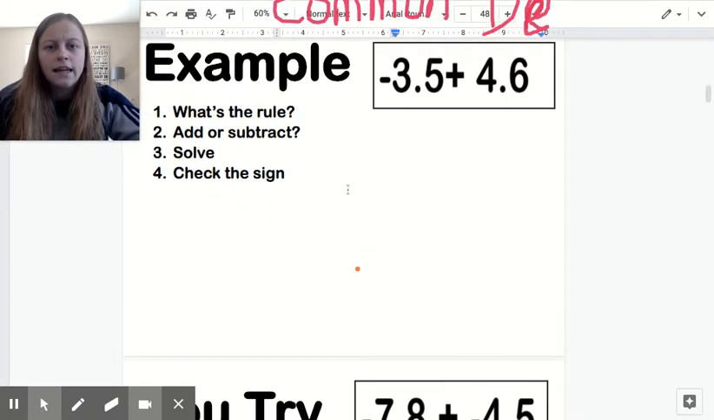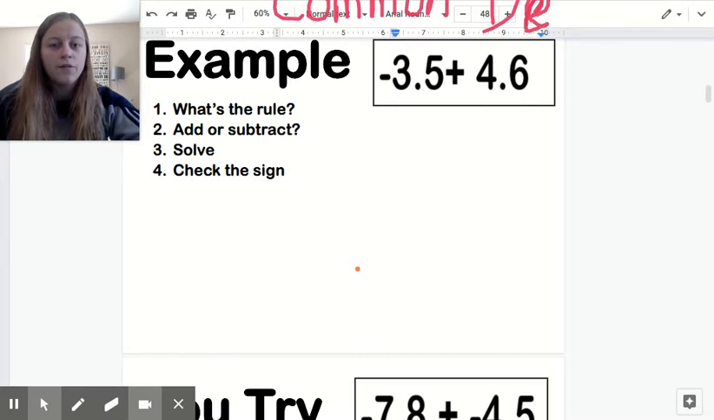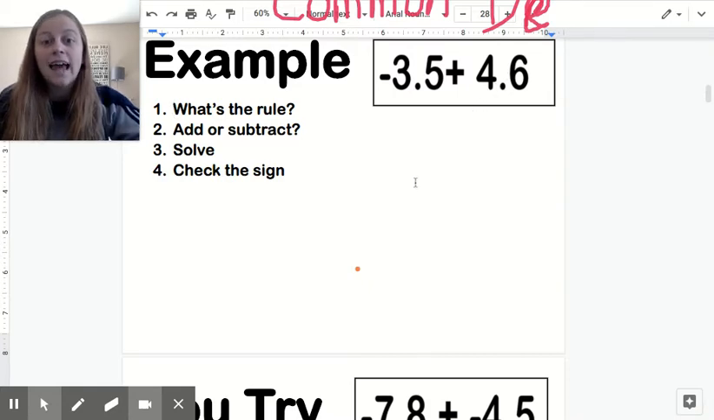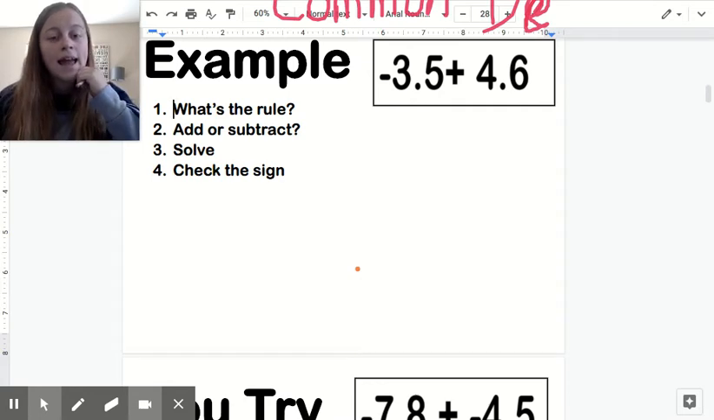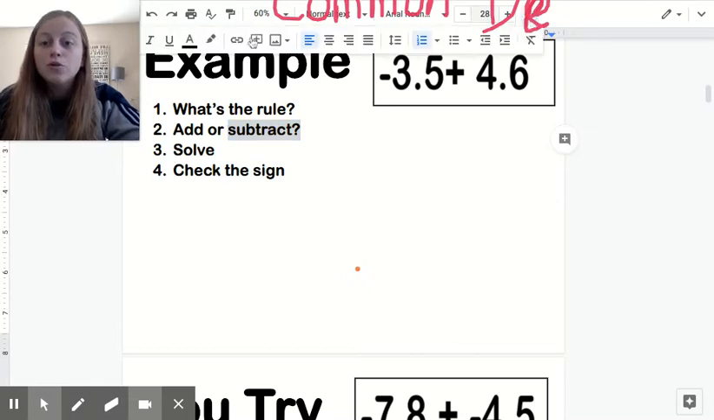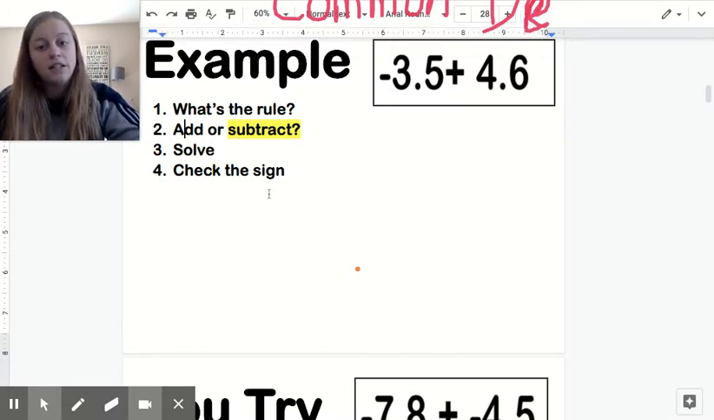We have -3.5 plus 4.6. First, I need to figure out what's the rule. Well, here the rule is for adding negative and positive numbers. Same signs, add and keep, different signs, subtract. So I have different signs here, so I can tell that I am really going to subtract here. In this situation, I'm going to subtract because I have different signs.